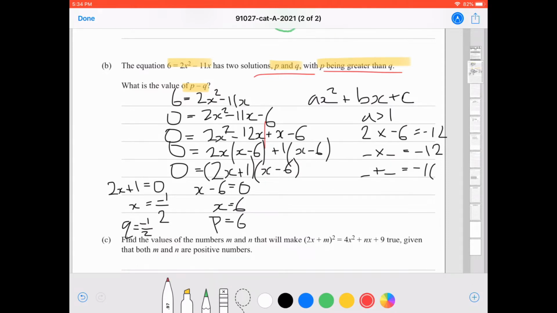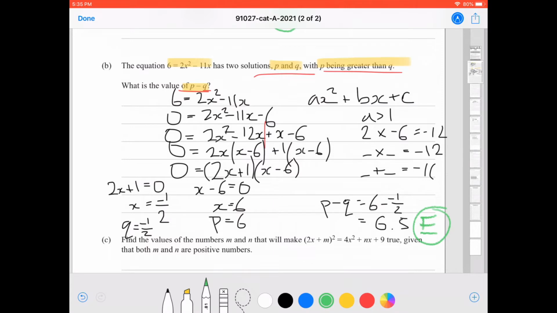Okay, so we're not quite done. The question asks, what is the value of p minus q? So we can say p minus q equals 6 minus negative a half, which makes it 6 plus a half, so our final answer is 6.5. Obviously, subtracting a negative, you're going to be adding. So our final answer here is 6.5. Okay, correct difference between p and q found. That will get you the excellence grade here.